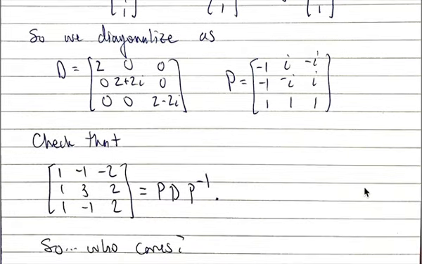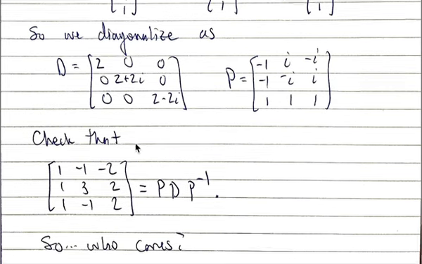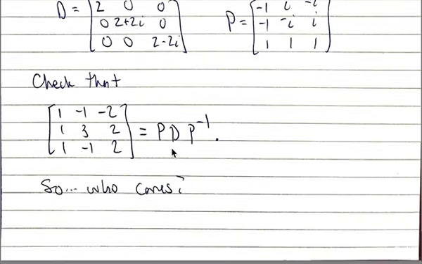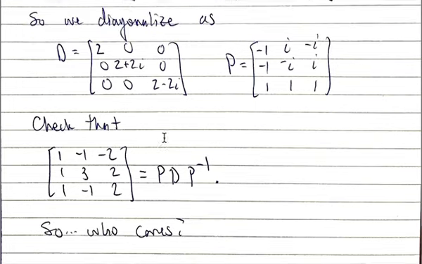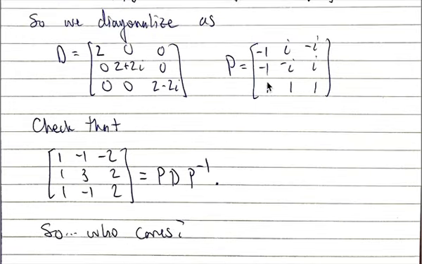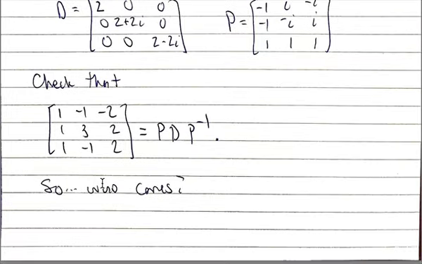And as before, you can check to make sure. So just do the calculation, compute P inverse, or use a tool to compute P inverse, and then perform the matrix calculation P times D times P inverse, and verify that you get back what you started. And that, my friends, is diagonalizability.